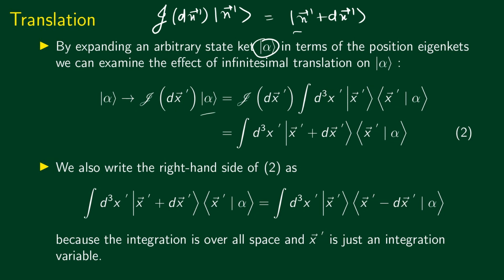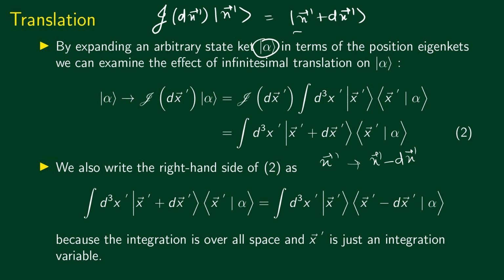So it takes ket alpha to a state which is written like this. Now, since this integration is over all space, the entire three-dimensional space, this is a volume integral. So instead of using x' as the variable of integration, we could as well use x' minus dx', because in any case we are integrating over the entire space. You could integrate over d cubed x, over x', or over x' minus dx'. Whichever variable you use, you are still covering the entire three-dimensional space. So this doesn't matter.